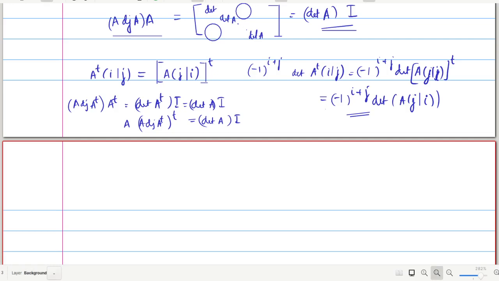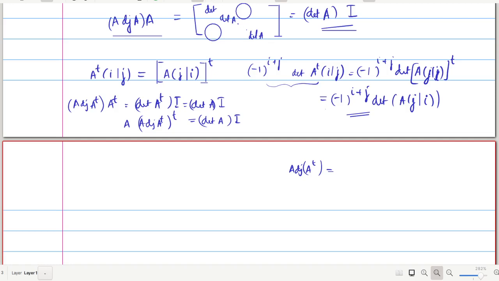That is because when you observe this, we can say that from this you write the adjoint of A transpose. Adjoint of A transpose is the same as adjoint of A transpose. By definition, this is the adjoint of the transpose of A.